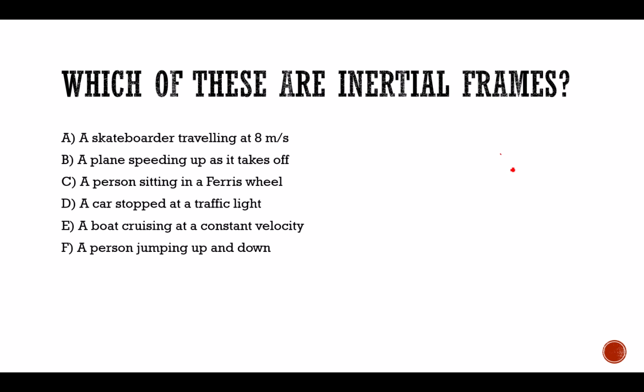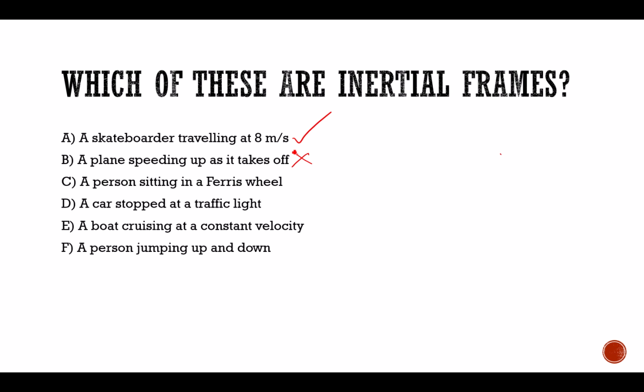Okay, so let's go through some of these answers. So A, a skateboarder traveling at 8 meters per second. Technically speaking, that is an inertial reference frame. They are moving at a constant velocity. Now, if they're a bit bumpy, then technically they're not, but traveling at 8 meters per second, constant velocity, that is an inertial reference frame. A plane speeding up as it takes off. That is not an inertial reference frame. It doesn't have a constant velocity, it's accelerating.